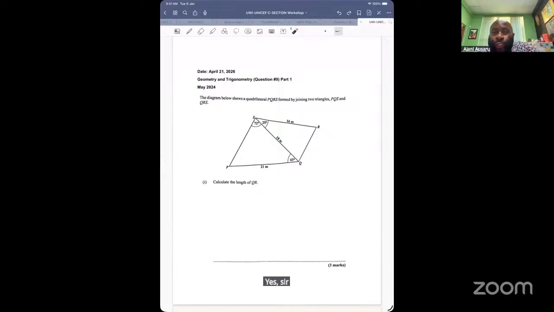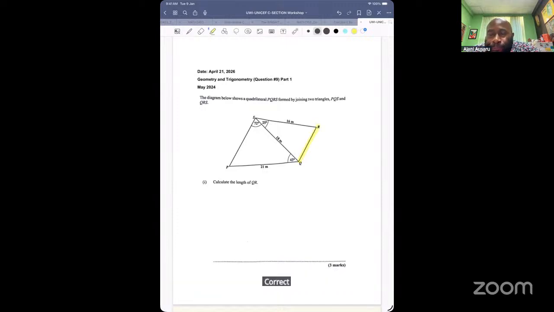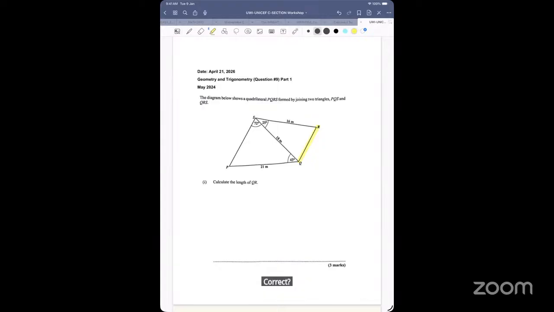Good. So it says calculate the length of QR. All right. So first of all, you need to look at what is it that you're asked to do. And you're asked to find this side here, QR, which I'm highlighting. Correct?